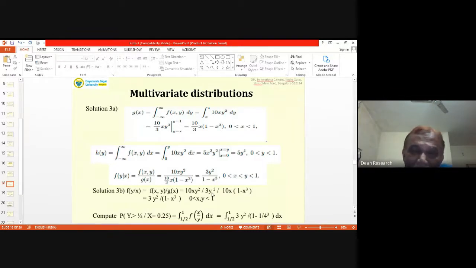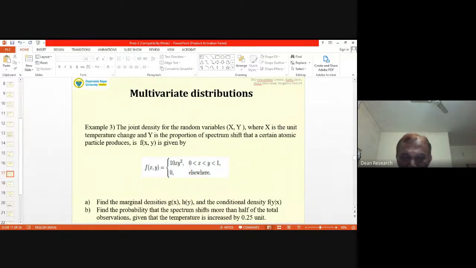Similarly, h of y is given by the formula: integral from 0 to y, because x always lies between 0 and y, of 10xy square dx, which you can evaluate, and that comes to 5 into y to the power of 4. And because x has been removed, you get 0 less than y less than 1, whatever you have over here. Is it clear, or any doubt regarding this?